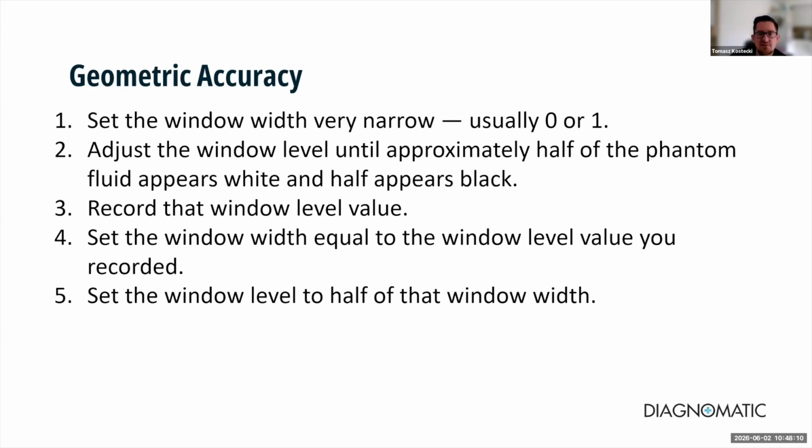First, set the window width to a very narrow value. It's about 1 or 0. Then adjust the window level until approximately half of the phantom fluid appears white and the other half appears black. Record that window level value. Next, set the window width equal to the recorded value and set the window level to half of that window width. So it's a complicated procedure, but if you do it correctly, you will get correct measurements.